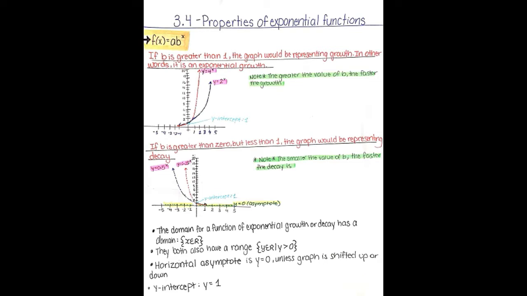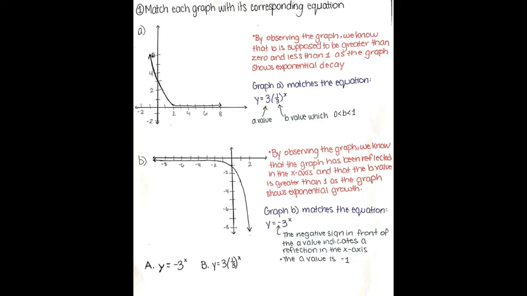For an exponential growth or decay, they would both have a domain x ∈ ℝ, which means x is a set of real numbers. They would also both have a range y ∈ ℝ, y is greater than 0. The horizontal asymptote is y equals 0, but it would change if the graph was shifted up or down. The y-intercept, whether it is an exponential growth or decay, will have a y-intercept of 1. To match these graphs with the following equations, we can use the exponential properties we just learned to help us figure that out.